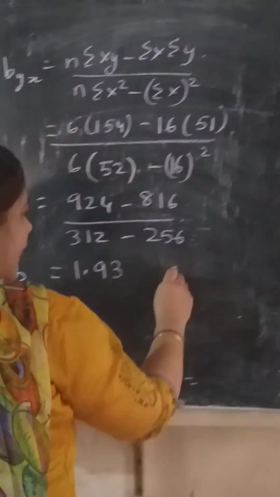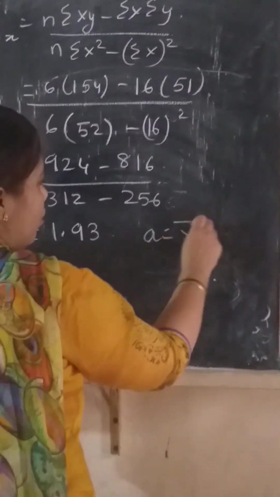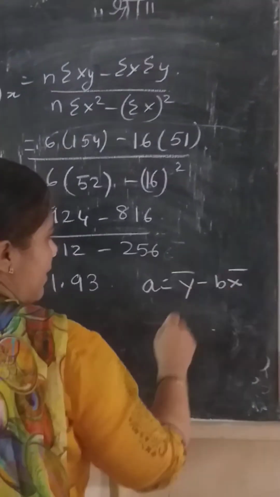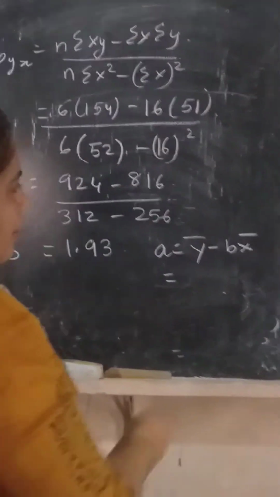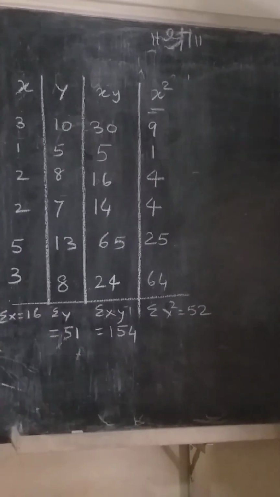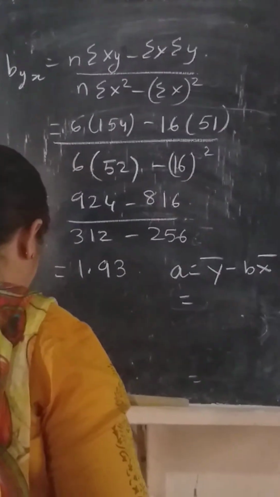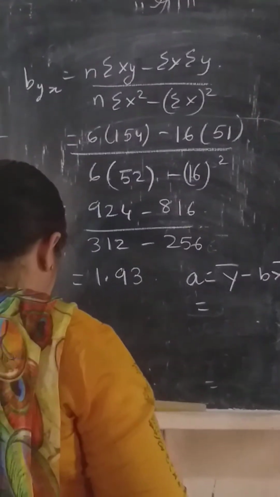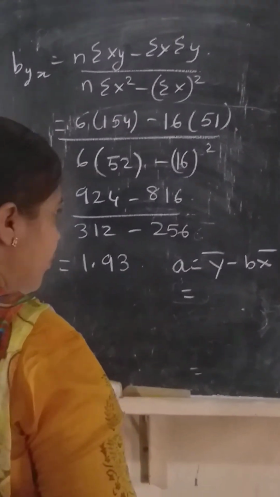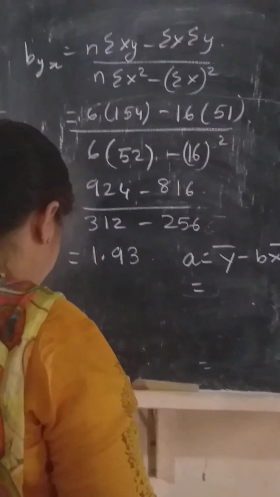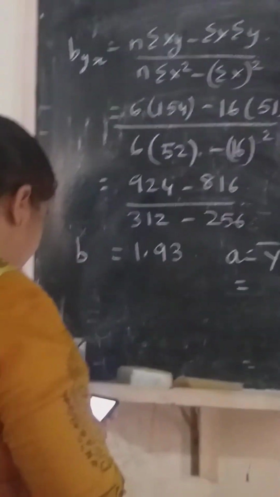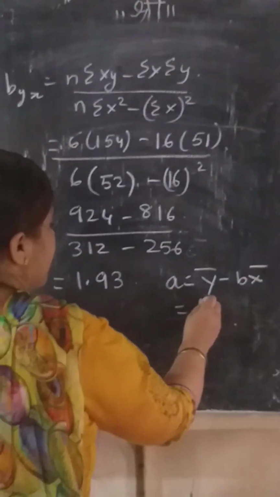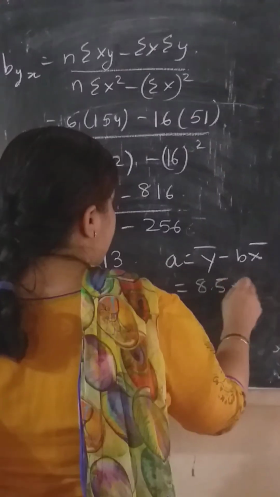Now for finding a, we have the method that a is equal to y bar minus b x bar, right? So here what was y bar? So y bar was 51 divided by 6. That you remember what value was it? So let us first find that value. So 51 divided by 6, that is 8.5.